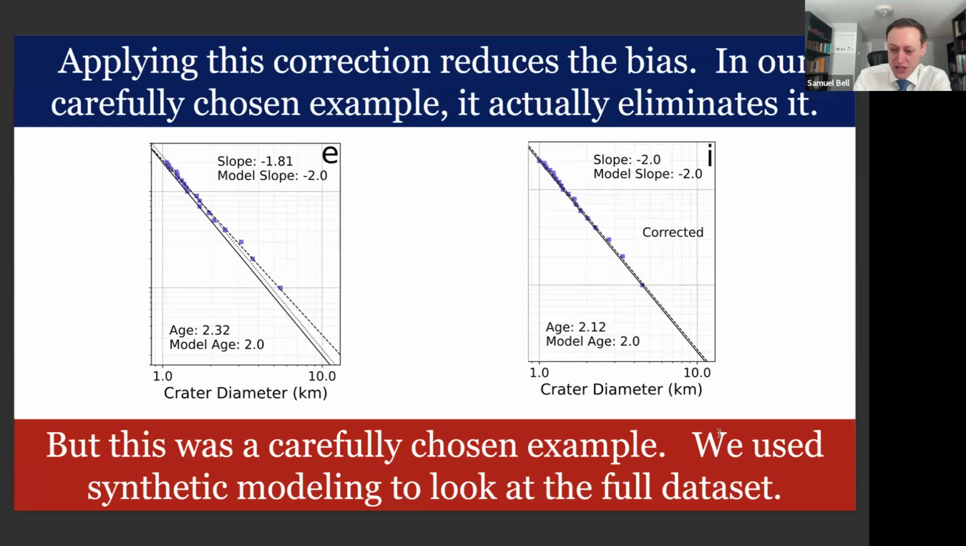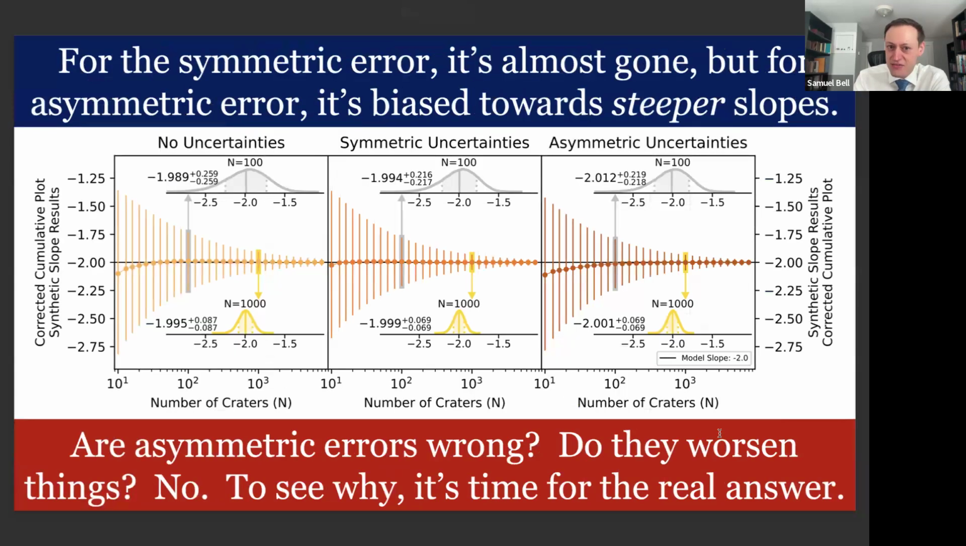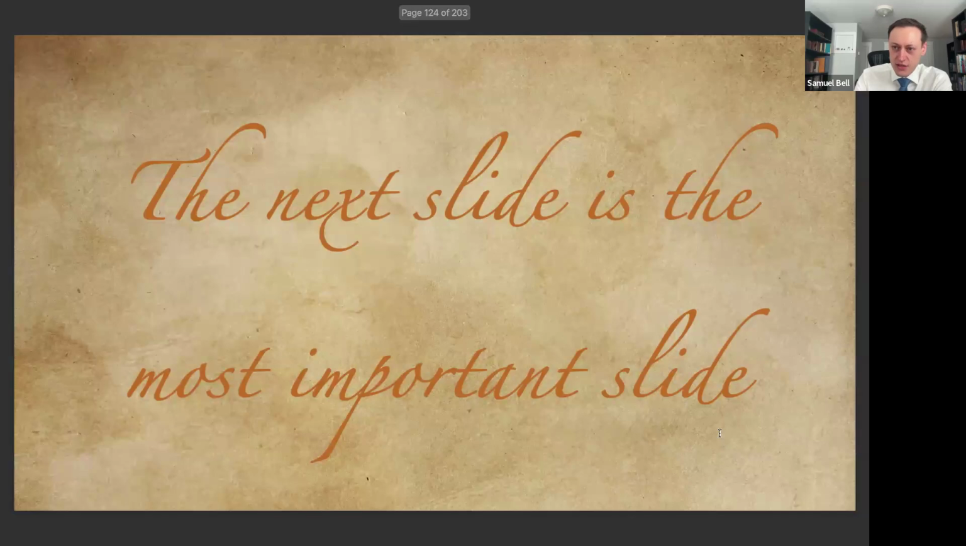We used synthetic modeling to look at the full data set. And oh no, because for symmetric error, when we average those error bars, it's almost gone. But for asymmetric error, it's now actually biased towards steeper slopes. Are asymmetric errors wrong? Do they worsen things? No. And to see why, it's time for the real answer. The next slide is the most important slide.